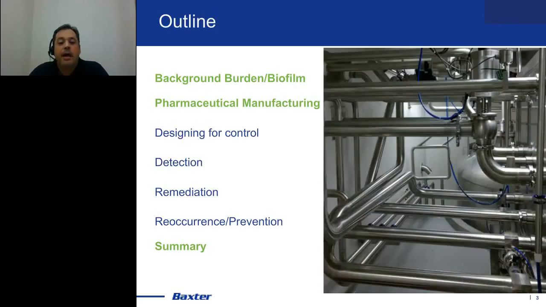A little bit of an outline over what we're going to be talking about. I'm going to give you a little bit more background on bioburden and biofilms, talking a little bit about its implications to the pharmaceutical industry, and then we'll get into some of those control ideas. We'll talk about design for control, detection of microorganisms, remediation of microorganisms, the potential for reoccurrence, and therefore the need for prevention, and then we'll do a little summary.